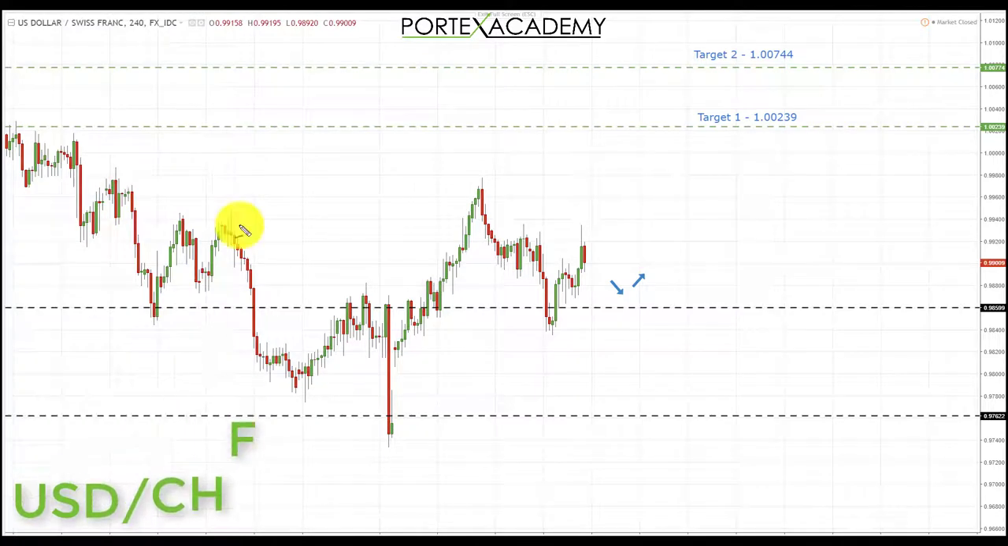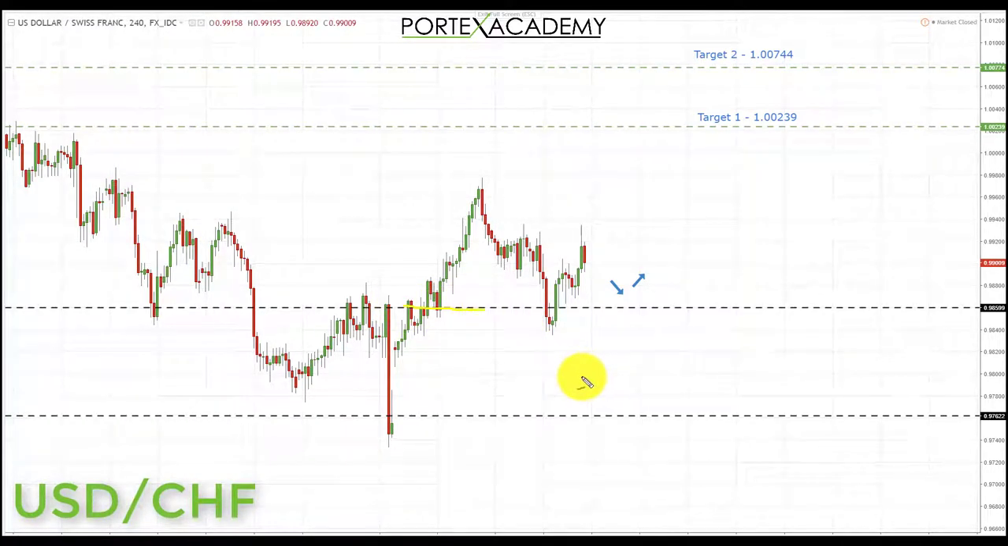Next, we have the US dollar Swiss franc. Now, last week, we had broken above the key area of resistance at the 0.98599. And we said we were looking for a pullback and a retest of broken resistance turning support. And if we got this kind of price action, which as you can see, we did get, this would provide a great place to start to look for bullish formations and patterns. And we had the targets to the upside highlighted, the 1.00239 and the 1.00744. And these targets still stand.